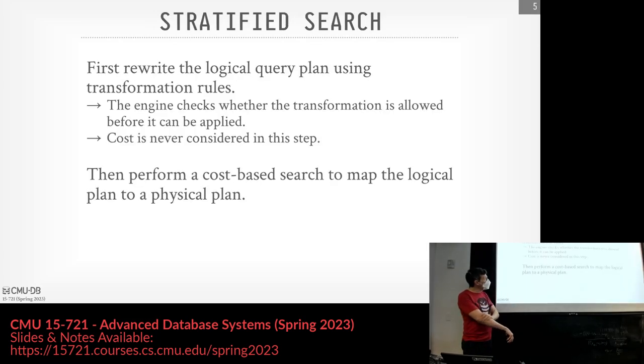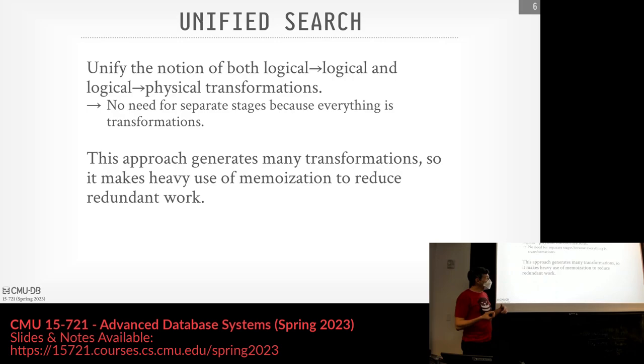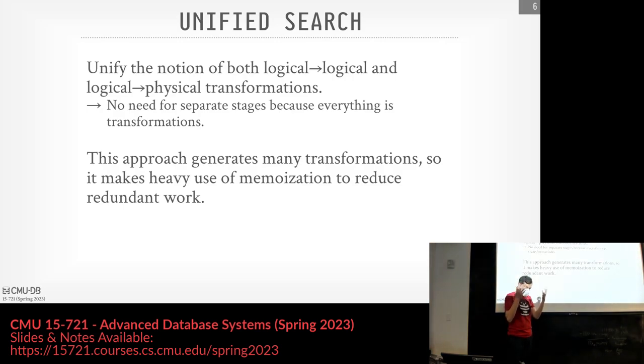So this I've already said, we can skip this. This is just a reiteration. Again, the stratified search, you have a bunch of rules, then you do cost-based search. Unified search is that you do all the transformations together, either logical to logical, logical to physical. Stratified search would just be logical to logical first, and then the cost-based search would do logical to physical. Whereas unified search, you can do everything all at once. And we'll see when we talk about Cascades, because you're trying to do everything together, you may have to do backtracking in the search algorithm.